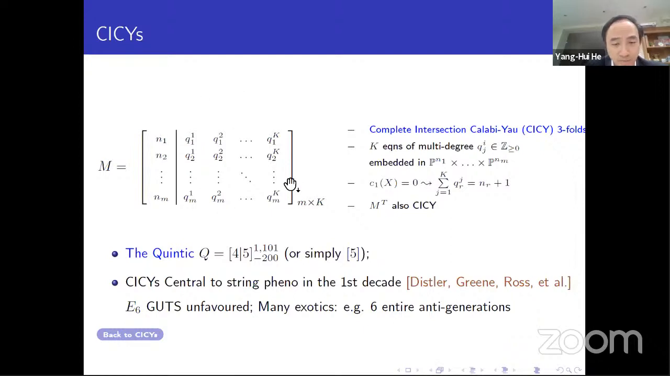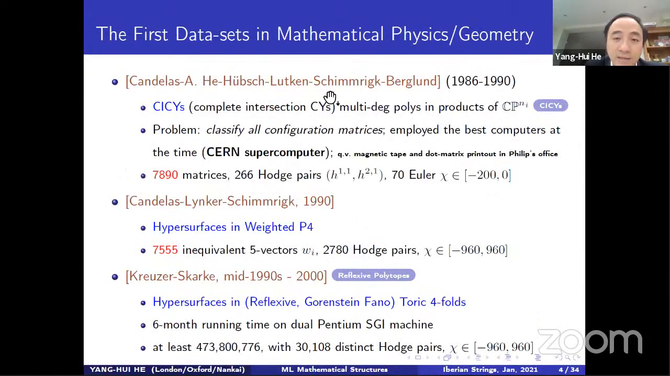So in this matrix notation, the quintic is simply written as 5. The configuration matrix, a 1-by-1 matrix, is 5. There are many, many others. So Green, Hübsch, and friends did things like the Schoen manifold and the Tian-Yau manifold, etc. And that became an industry. What is interesting was they realized that this is a finite classification problem, and that it is not hand computable, so they turned to the best CERN supercomputer at the time. This is the first time that algebraic geometers had access to a physics supercomputer.